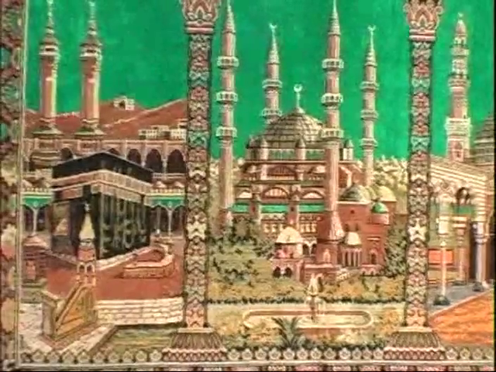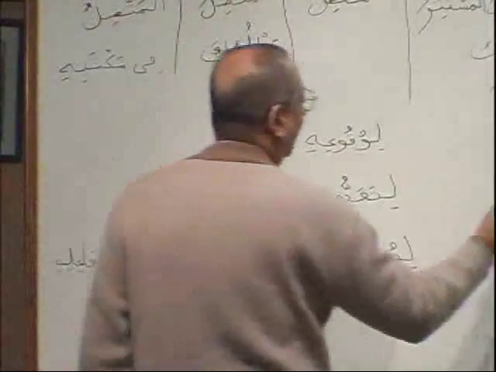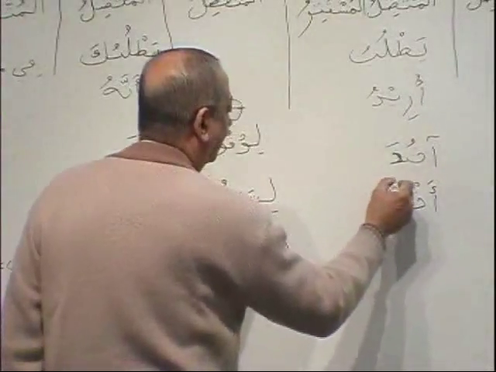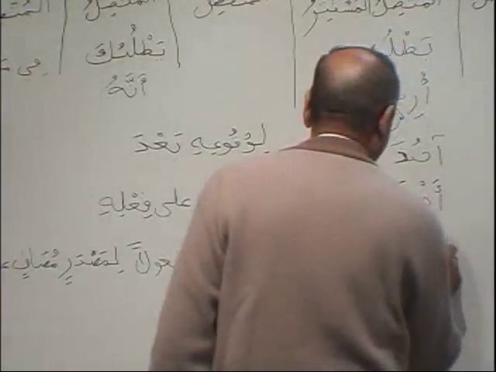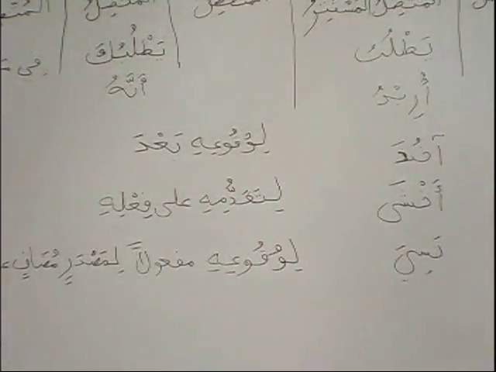Aksha. Mustatir. Annahu, where will you put annahu? You will put here. Annahu here. And aksha you will put here. Got the idea, brother and sister? Aksha, annahu, nasiya. Where will you put nasiya? Here. Nasiya. Okay, brothers and sisters?